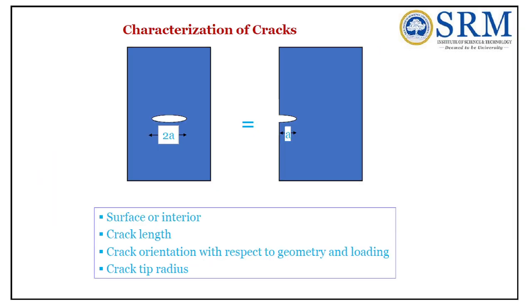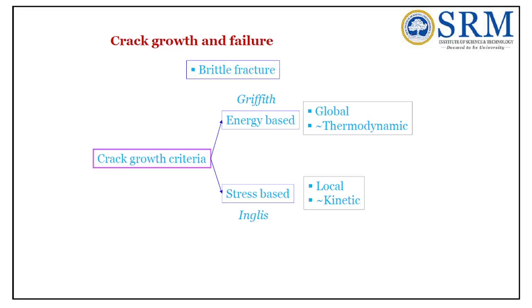Okay, so coming to the characterization of cracks, you can characterize the cracks in two ways. One is at the surface, another one is in the interior. Surface or interior, and the crack length. If it is at the surface, then the crack length is a. If it is at the center, the crack length is 2a. The crack orientation with respect to geometry and loading, and the crack tip radius are also taken into account.